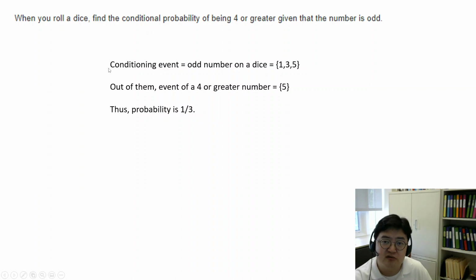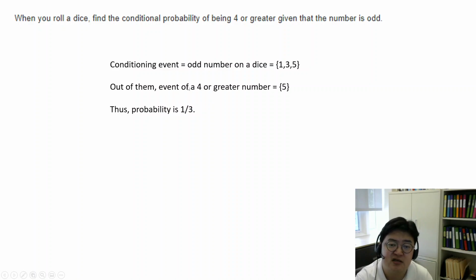The conditioning event we only consider is the set of odd numbers, which is obvious: 1, 3, 5. There are only 3 possible outcomes given this condition, right? Now it's like rolling a dice with 3 faces. There are no other numbers on the dice you can imagine in this conditioning event. And among these 3 outcomes, only one of them is 4 or greater, right?